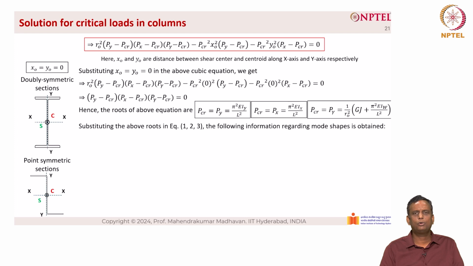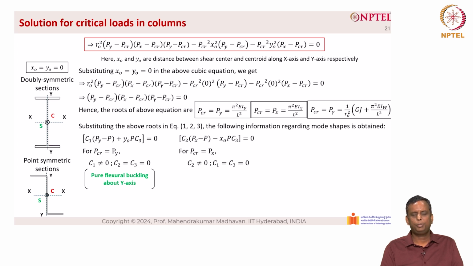Now substituting the above roots in equations 1, 2, 3, the following information regarding mode shapes can be obtained. For the first row in the matrix, we have C1 into Py minus P plus Y0 into P into C3 is equal to 0. When we substitute P critical equal to Py, C1 cannot be 0, and since there is no C2, C2 is obviously 0, and C3 must be 0 in order to satisfy this equation. This represents pure flexural buckling about the y-axis. Since Pcr equal to Px here, C2 cannot be 0, and since C1 is not represented, it is automatically 0, and C3 must be 0 to satisfy this equation. This represents pure flexural buckling about the x-axis.